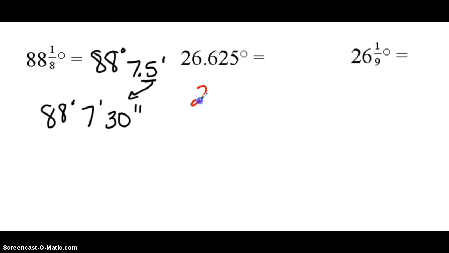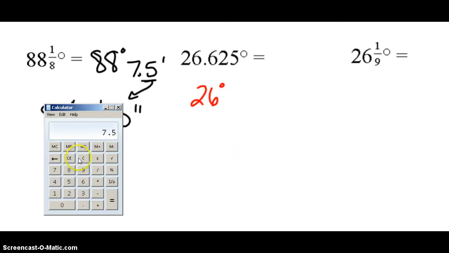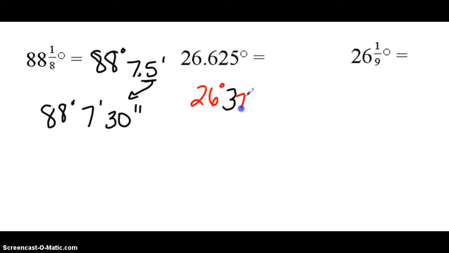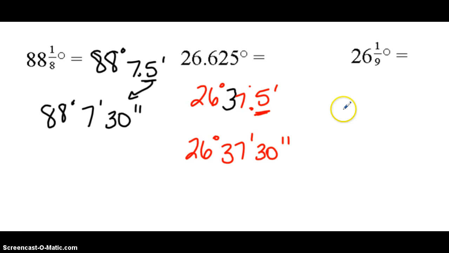So here, if we're looking at 26.625, well, we know we have that 26 full degrees. But now, bring up our calculator, if we do 0.625 and times it by 60, we would get 37.5. Well, this is going to be 37.5 minutes, and 0.5 minutes translates to 30 seconds. So we get 26 degrees, 37 minutes, and 30 seconds.